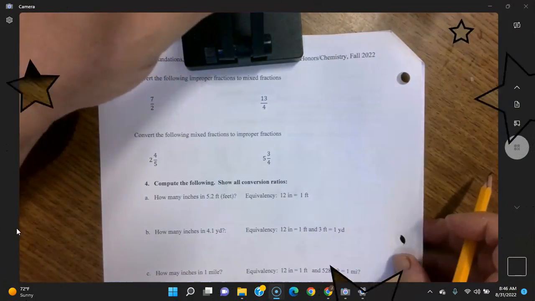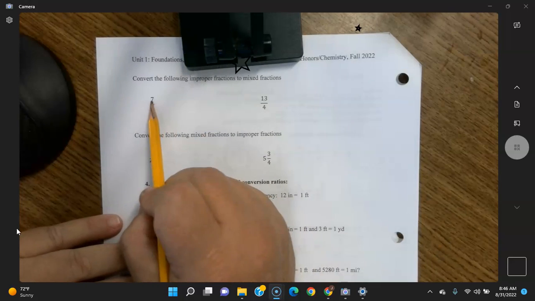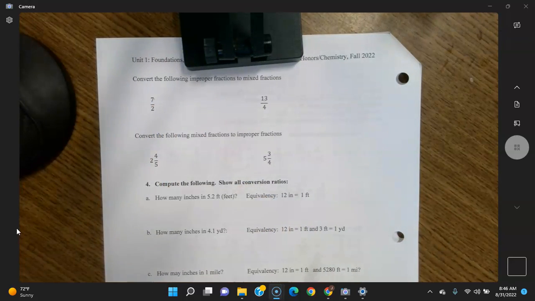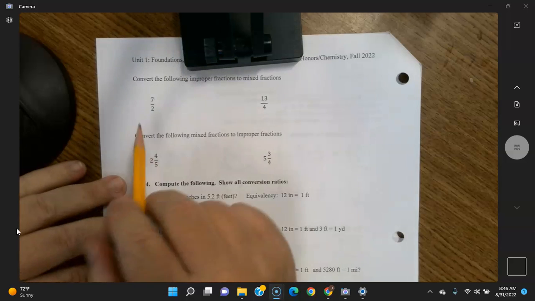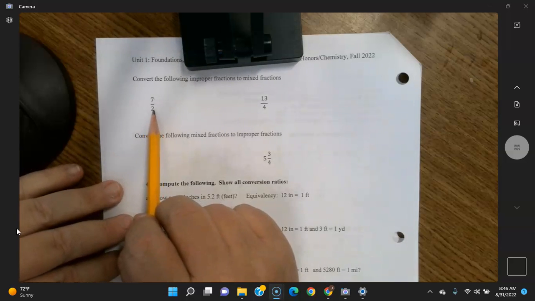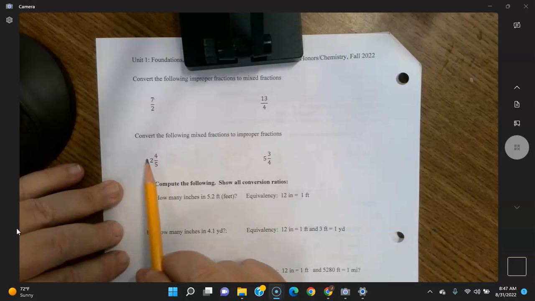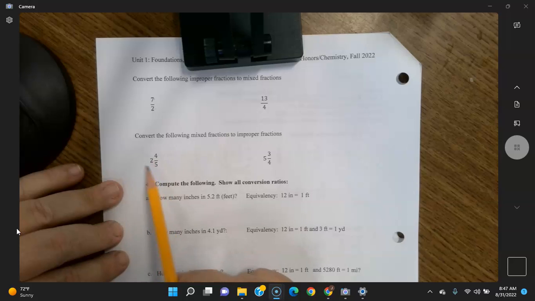Okay, converting from an improper fraction, which is where the number in the numerator is bigger than the number in the denominator, to a mixed fraction. The advantage of an improper fraction is that if you need to do further math on this fraction, you can do it in this format. You can't work mathematically with a mixed fraction.